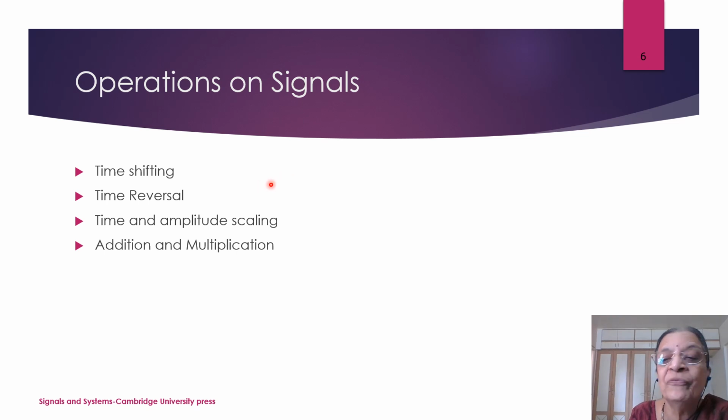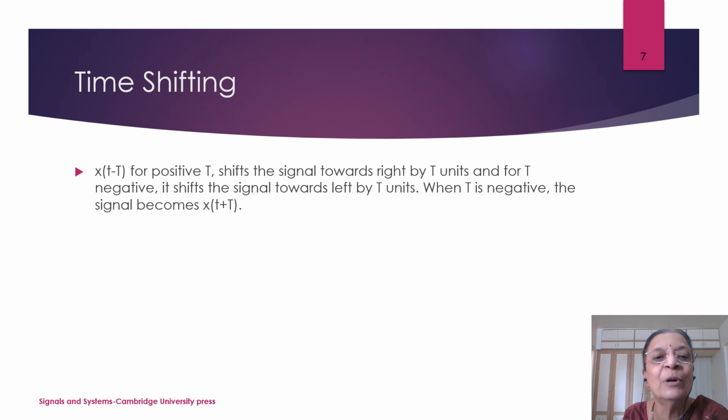Now we'll consider further the operations on the signal. Whether it is a continuous time signal or a discrete time signal, we have to see different operations that we can carry out on the signal. First one is time shifting, time reversal, time and amplitude scaling, and then addition and multiplication of signals. So we start with the time shifting property.